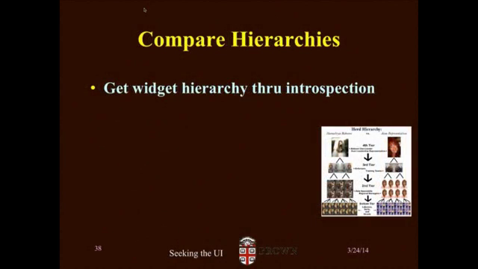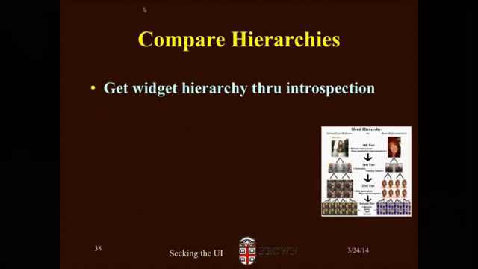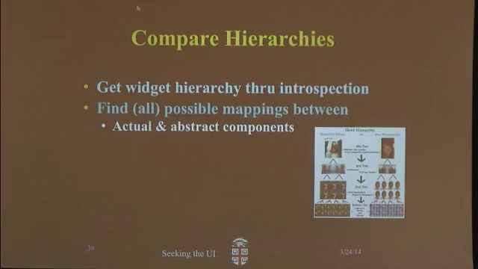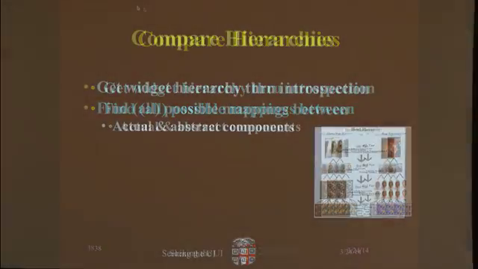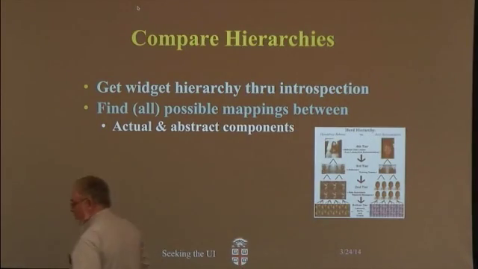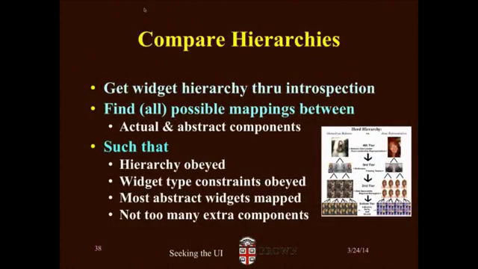Now we have to compare the hierarchy. We have to compare the actual widget to this hierarchy. So we get the widget hierarchy through introspection. In theory we'll find all possible mappings between the actual components in the widget and the components in the hierarchical specification. It turns out we are going to stop at some point because there can be an exponential number of these. If you have 20 text fields, you have 2 to the 20th different matchings. You don't want to look at all of them, or if there are 32 text fields, you're never going to finish. But we'll find some set of matchings there.